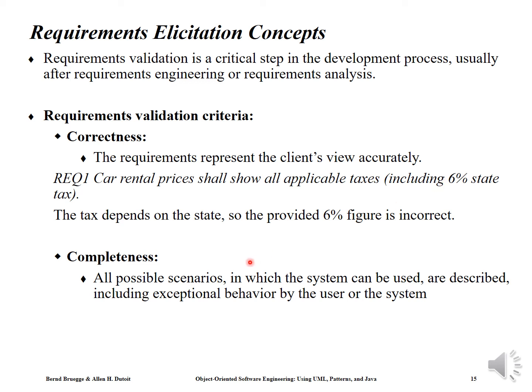Another criterion is completeness. If all possible scenarios through the system are described, including the exceptional behavior. In short, if all features of interest are described by requirements, then it is called a complete requirement.